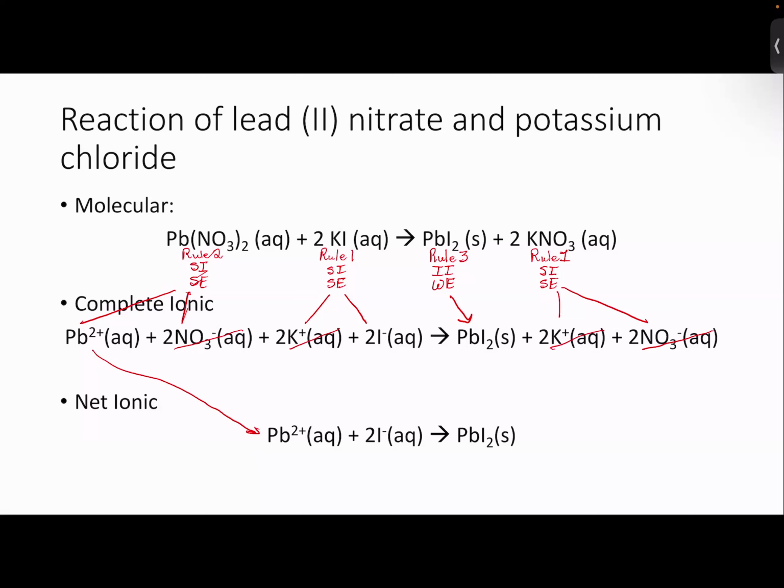On the reactant side, we have 2 iodide aqueous. On the product side, do we have 2 iodide aqueous? No. So that's why it was brought down. And then the lead iodide was brought down. Notice that what was in the net ionic is only the substances that underwent the change.